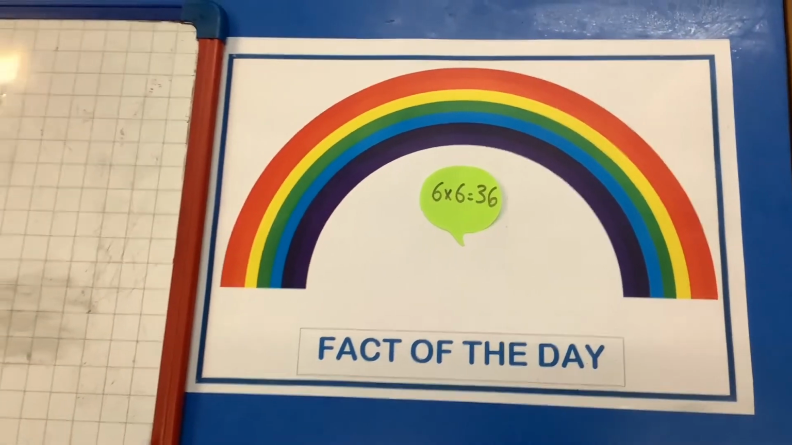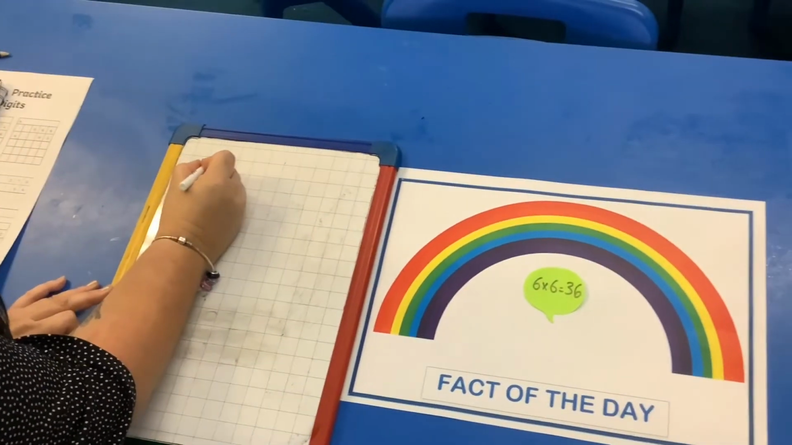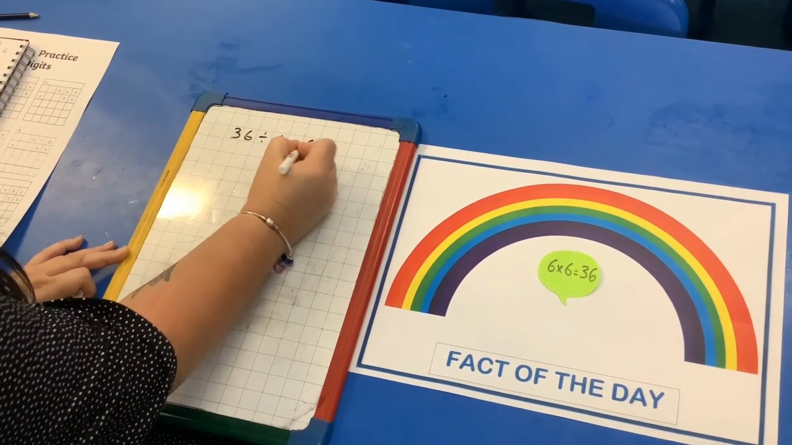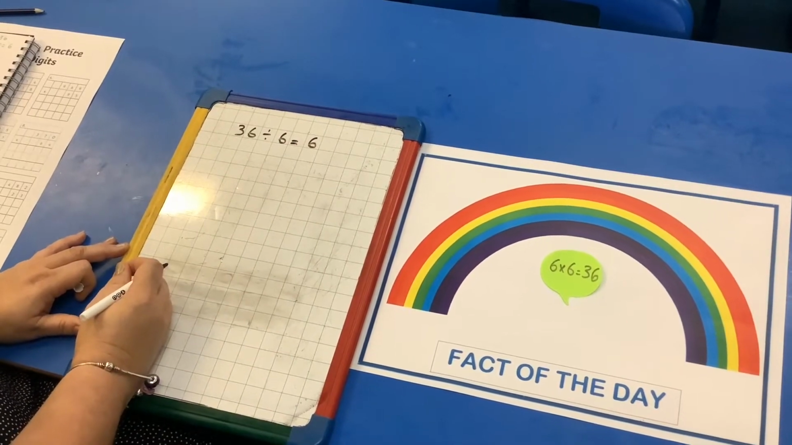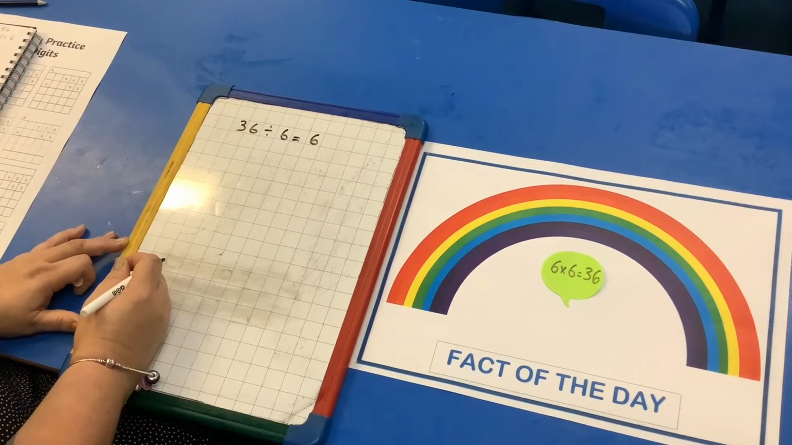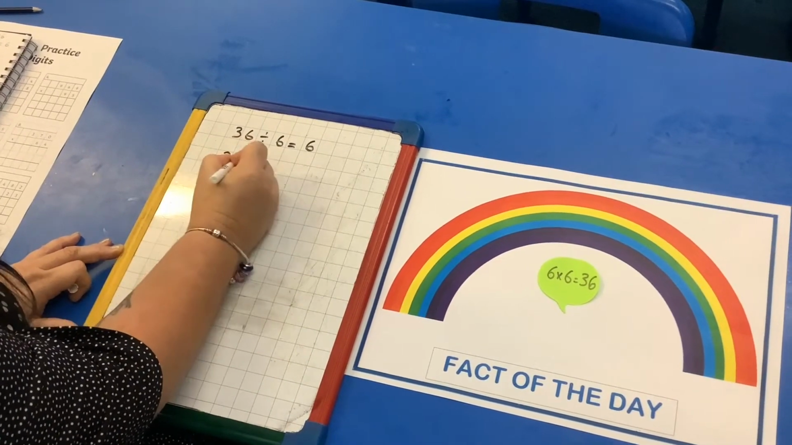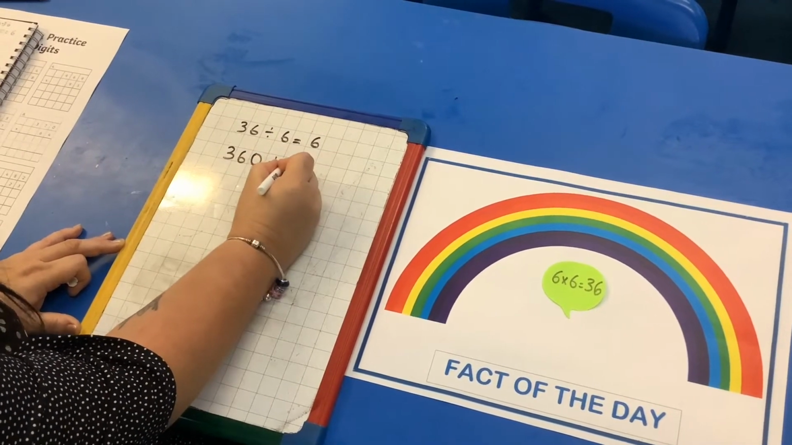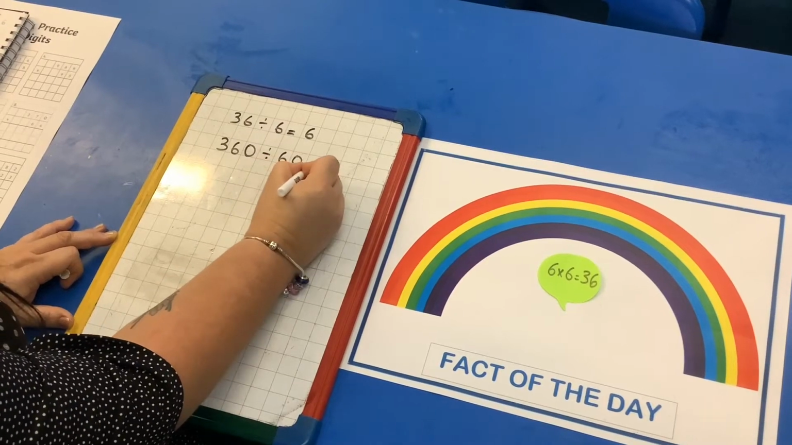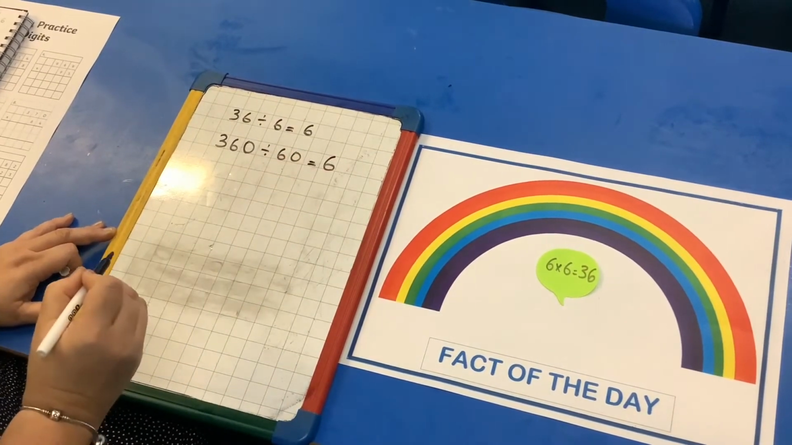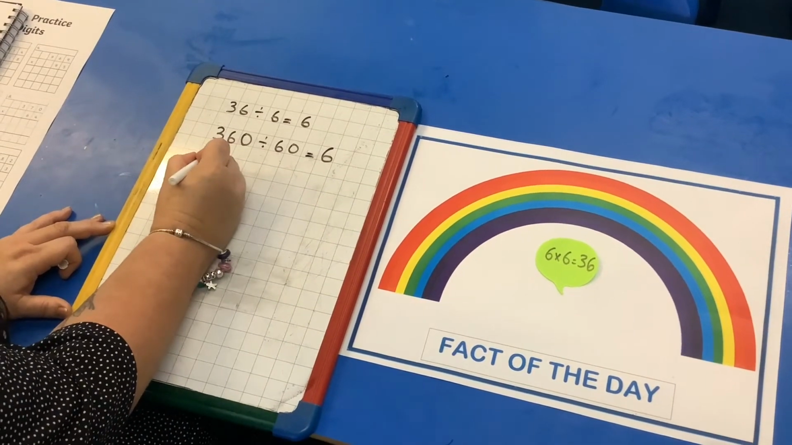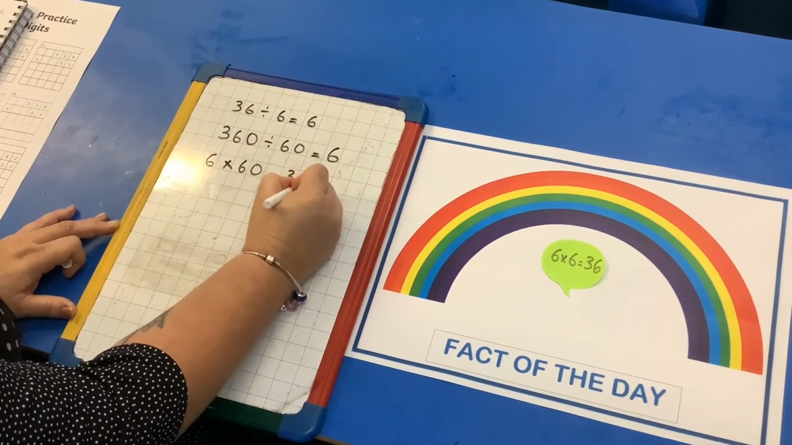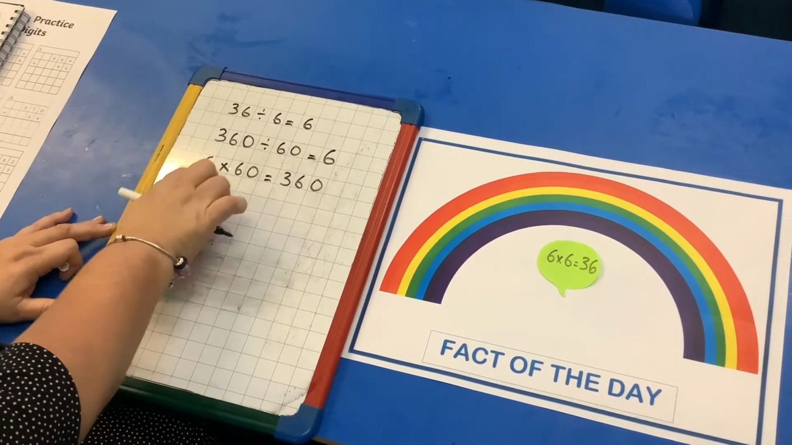So what else do we know? We know the inverse, so we know 36 divided by 6 equals 6. We also know that 360 maybe divided by 60 would equal 6. So then I know the inverse of that. So I know that 6 times 60 would equal 360. Because these pairs of numbers go together, don't they?